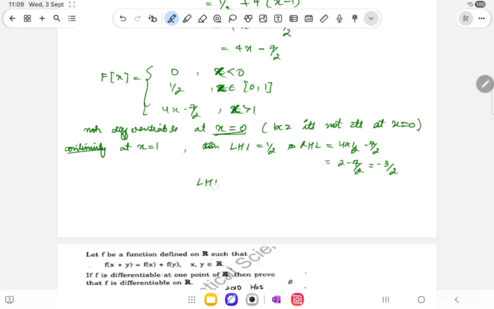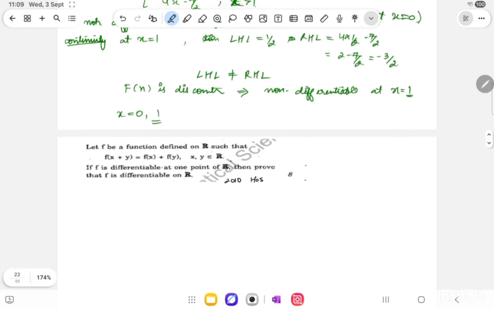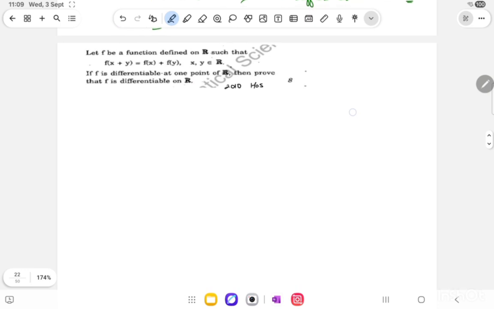But my left hand limit is not equal to my right hand limit. So capital F(x) is discontinuous, hence non-differentiable at x equals to 1 as well. So the points of non-differentiability are x equals to 0 and x equals to 1. So let's move on to the next question.